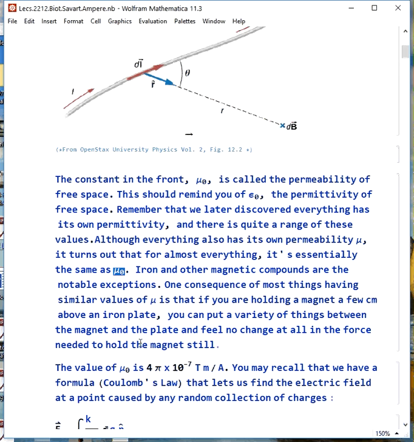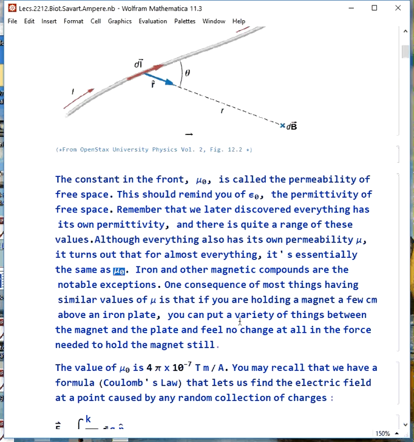One consequence of this fact, all these things having the same value of mu, you imagine you're holding a magnet a few centimeters above an iron plate, and you can feel it pulling towards the plate. You can put your hand in that gap, or paper, or aluminum, or practically anything, and you won't feel a change in the force. Of course, if you put a piece of iron in there, you'll feel that change. Anyway, the value of mu naught is 4 pi times 10 to the negative 7 Tesla meters per amp.